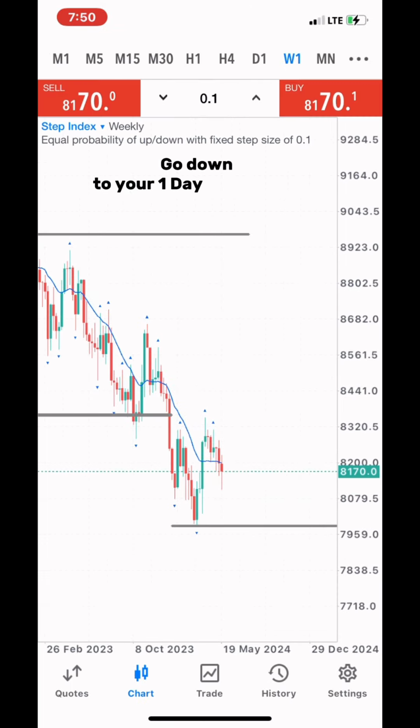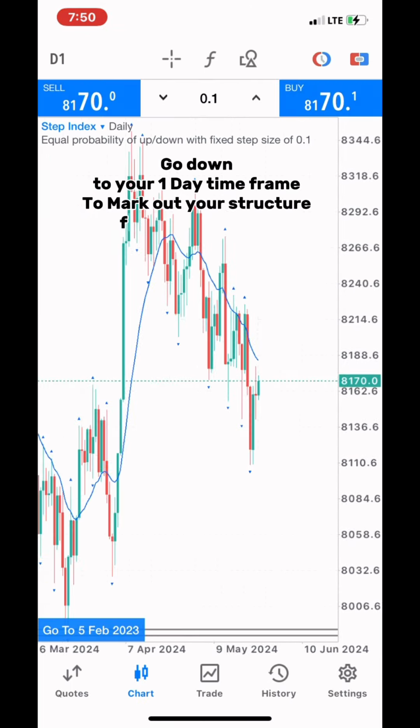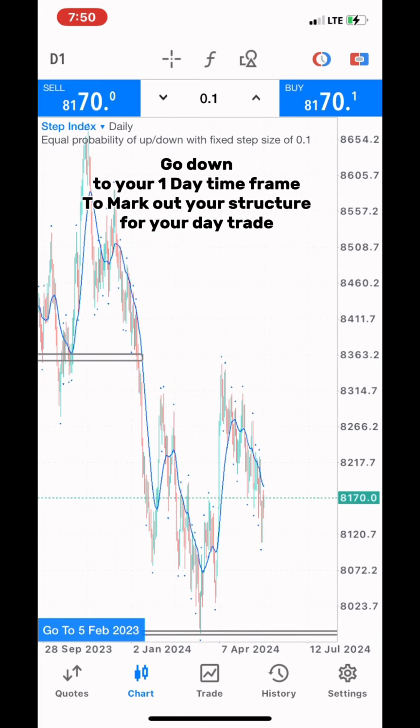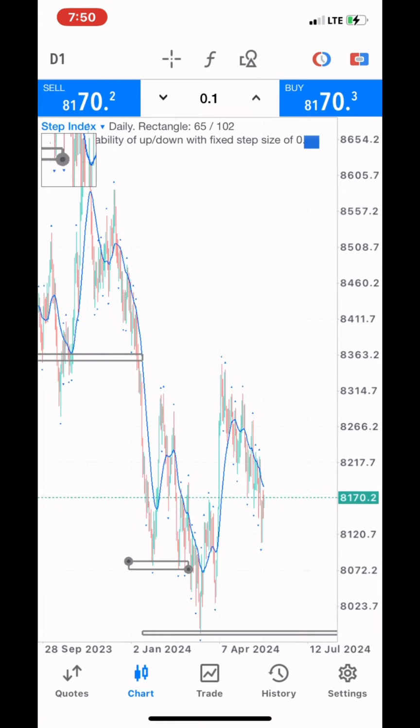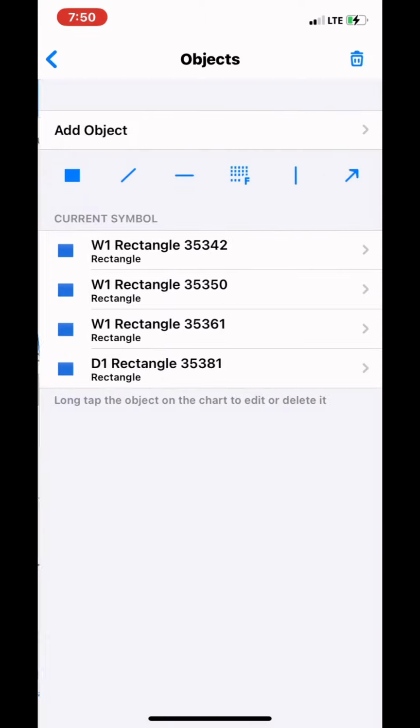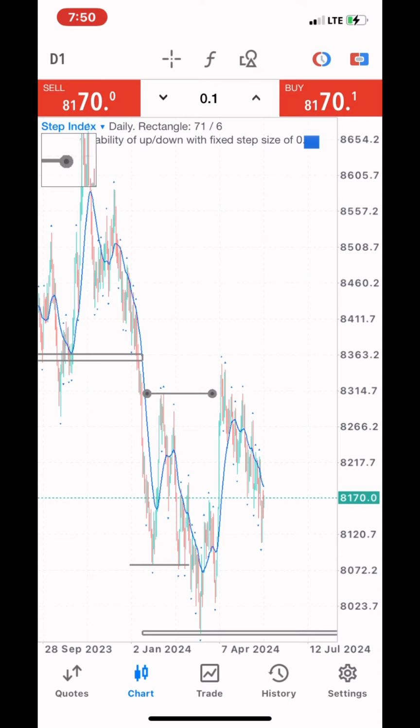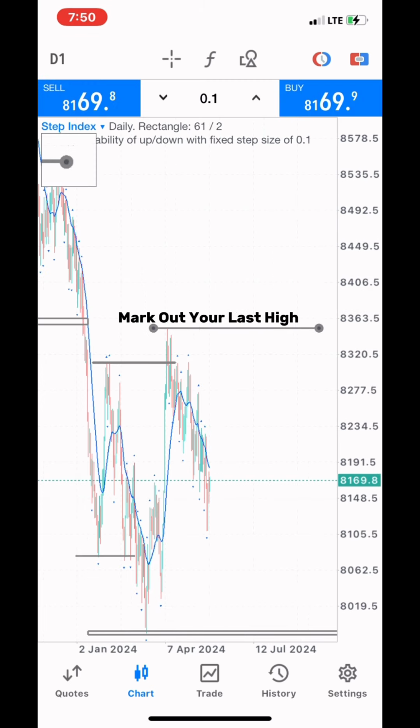Go down to your 1-day time frame to mark out your structure for your day trade. Break of structure. Change of character. Mark out your last high.